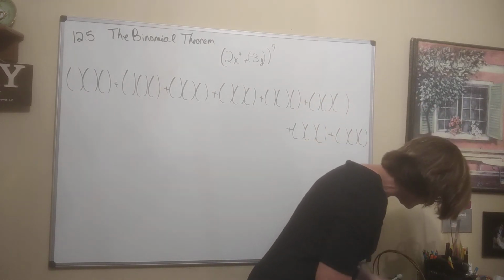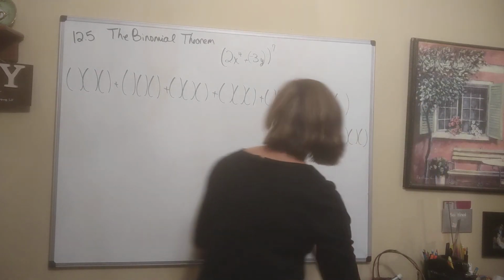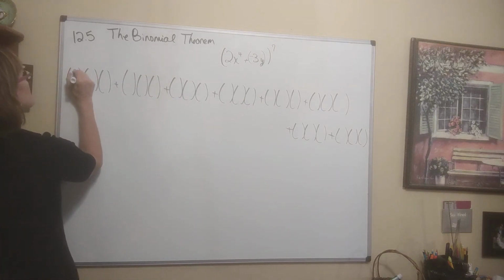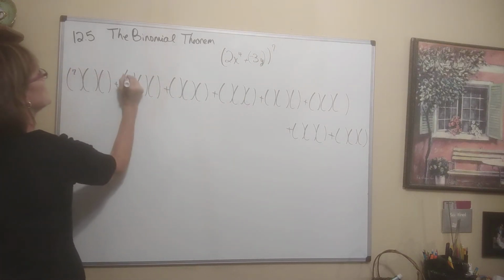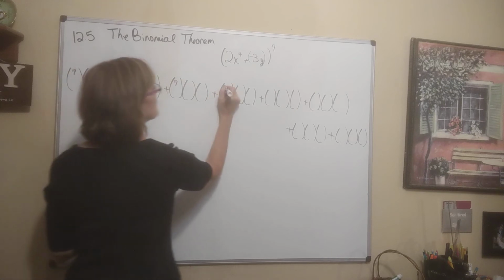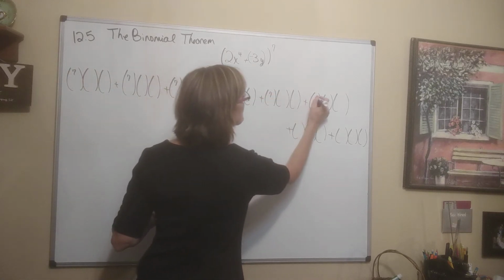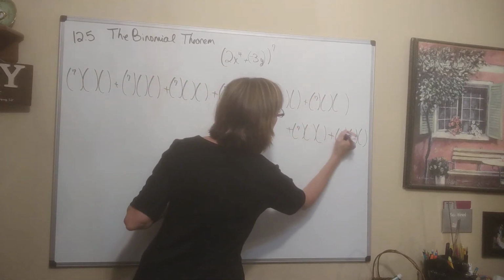So it goes like this. The power is the top number, 7. It's going to go in the top. 7, 7, 7, 7, 7, 7, 7, 7.